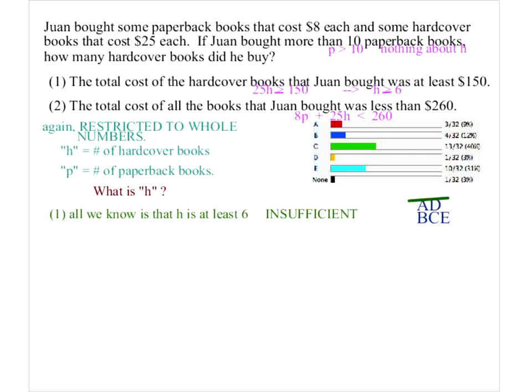Statement 2, let's take a look. Statement 2 tells you that we know that 8P plus 25H is less than 260, and we know that P is at least 10. P is greater than 10.